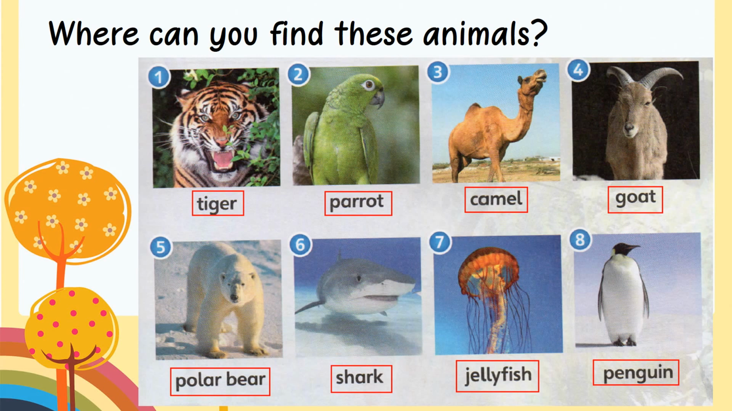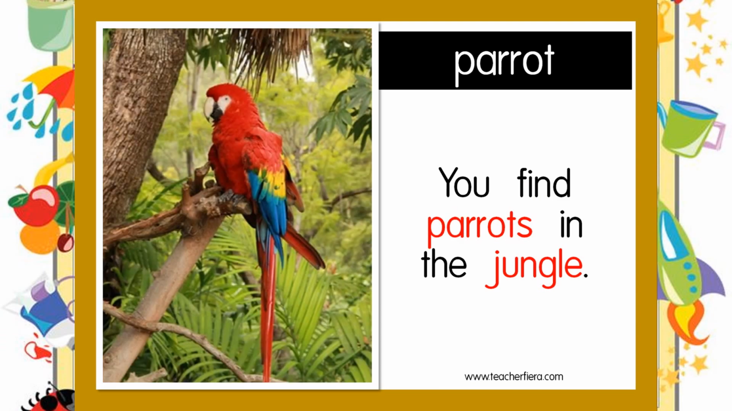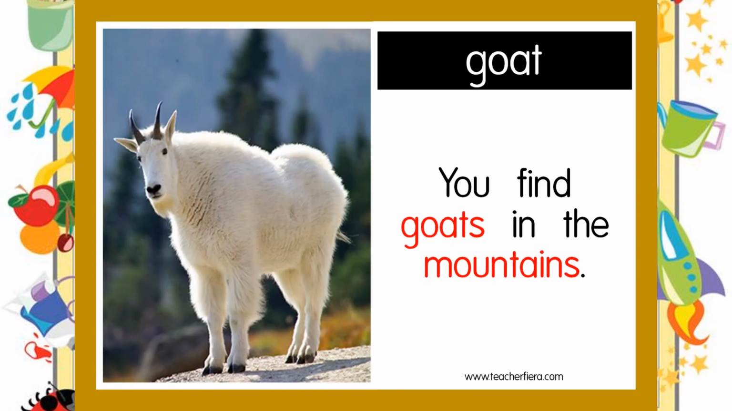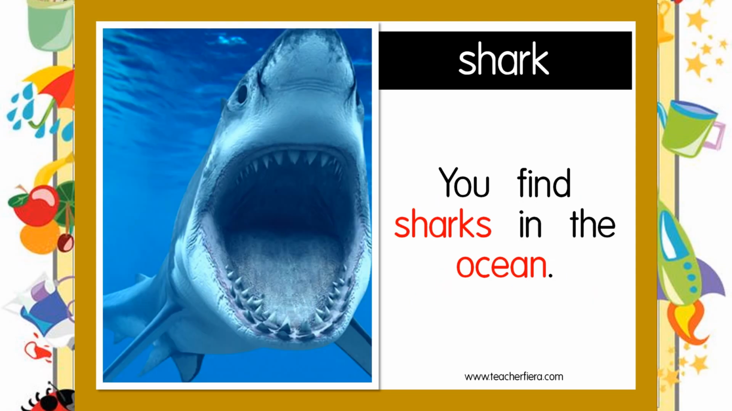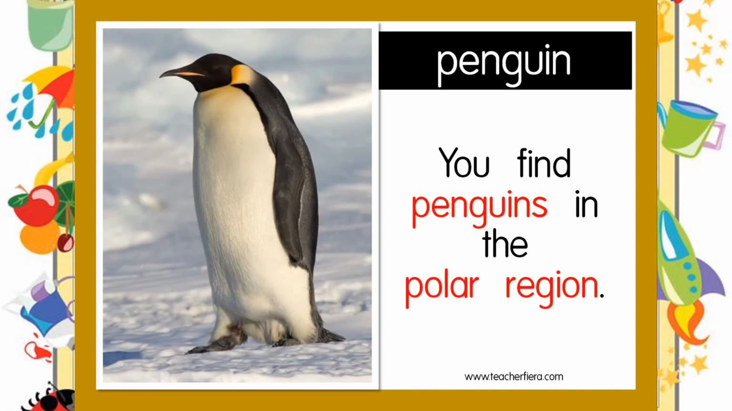Where can you find these animals? You find tigers in the jungle. You find parrots in the jungle. You find camels in the desert. You find goats in the mountains. You find polar bears in the polar region. You find sharks in the ocean. You find jellyfish in the ocean. You find penguins in the polar region.